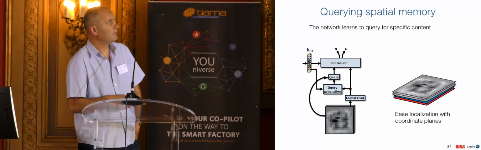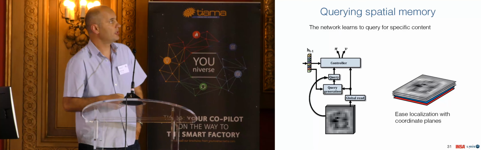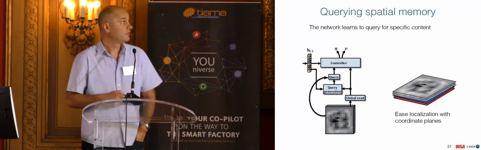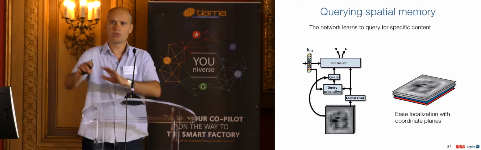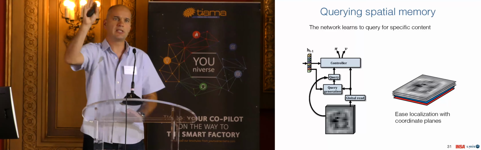So you can either have a global read here or a query attention. What does this mean? It's again an attention mechanism. So the controller can say, I don't want to look at the whole map. This is too complicated. The tensor is too big. Please check whether the keys are inside.